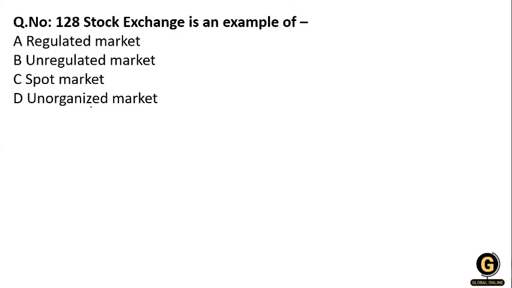Next question: a stock exchange is an example of a regulated market, unregulated market, spot market, or unrecognized market. The stock exchange is a regulated market. A regulated market is a market over which government bodies, or less commonly industries or labor groups, exert a level of oversight and control. So the stock market is controlled and regulated.